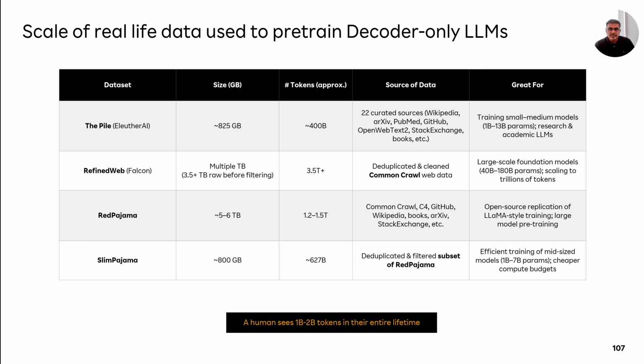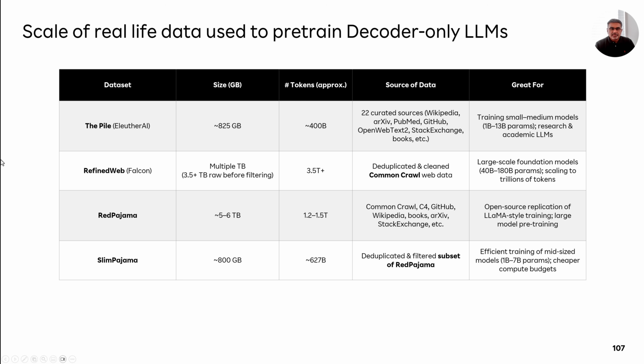All right. So how big is the training data set so that decoder-only large language models can actually understand language? Well, the training sets are very large. If you look at some of the popular open training data sets, you actually look at the size here. Even for a small model, which has 1 to 13 billion parameters, the training data set, which is downloaded from the internet, is about 825 gigabytes, about 400 billion tokens. If you look at the Falcon data set, it has multiple terabytes, about 3.5 terabytes of raw data and 3.5 trillion tokens.